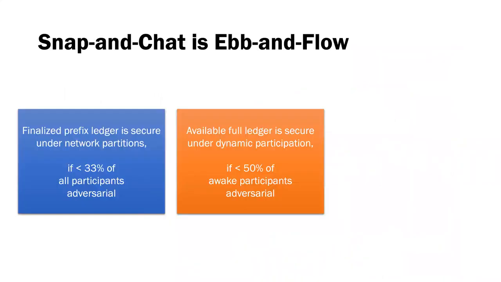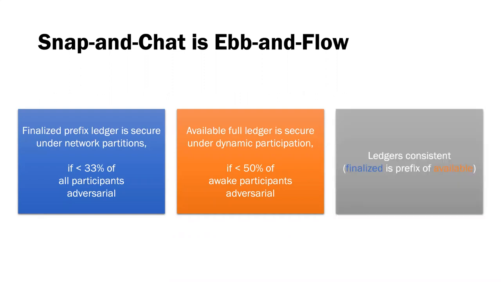Since Gasper is not secure, we designed a family of protocols called snap and chat protocols, which provably achieve the ebb and flow property and provide optimal resilience against adversarial corruption. In particular, the finalized prefix ledger output by this protocol is secure, even under partitions, if less than a third of all participants are adversarial. The available full ledger is secure under dynamic participation if less than half of awake participants are adversarial.